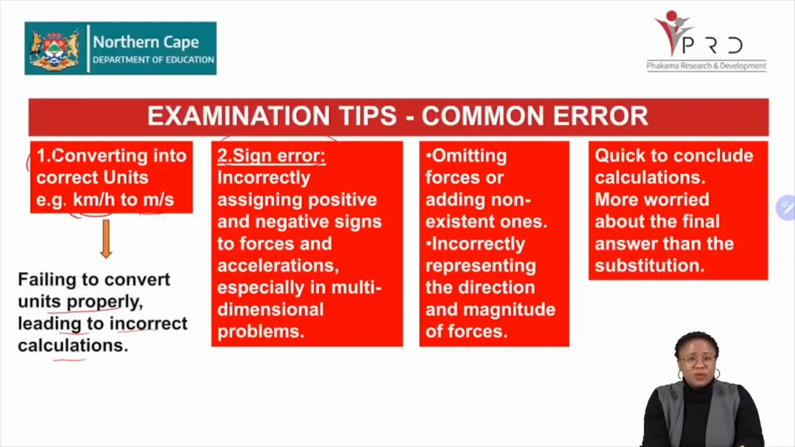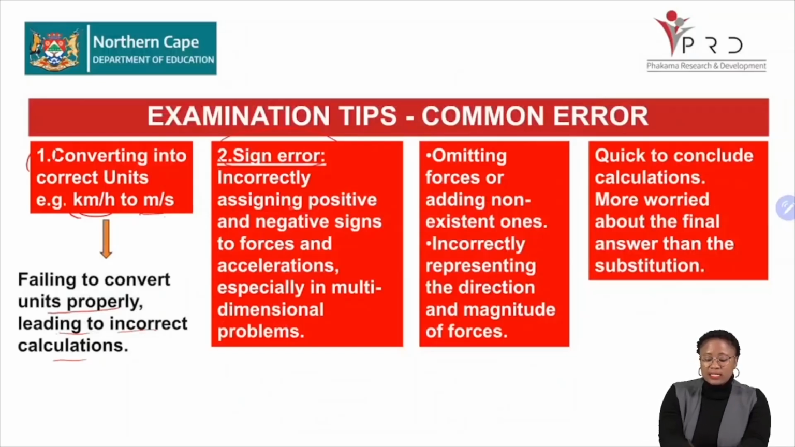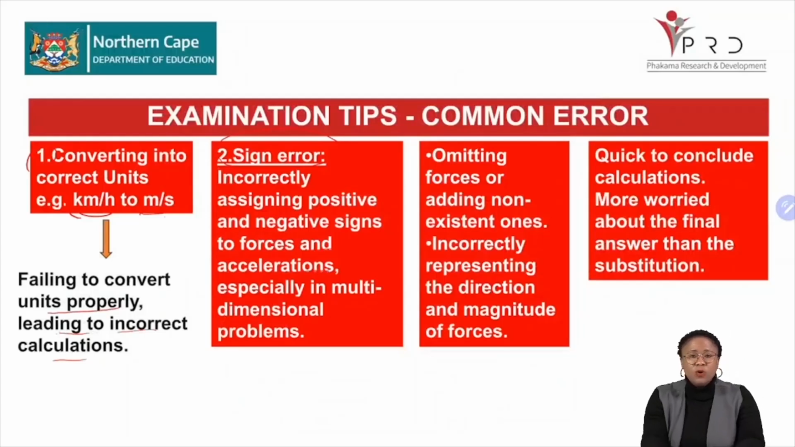Now, number two is the sign error. You forget that when we are dealing with Newton's laws, we are dealing with forces, and forces are vector quantities that must have magnitude and direction. Incorrectly assigning positive and negative signs to forces and acceleration, especially in multidimensional problems. When you have to calculate maybe the acceleration or tension and you're required to solve simultaneously, most of you struggle there. There is always a sign error that we get when we are marking this question.